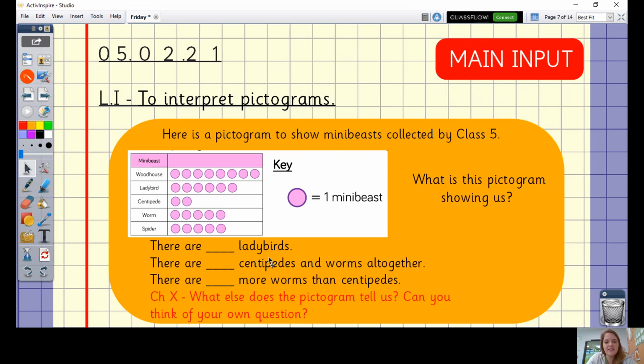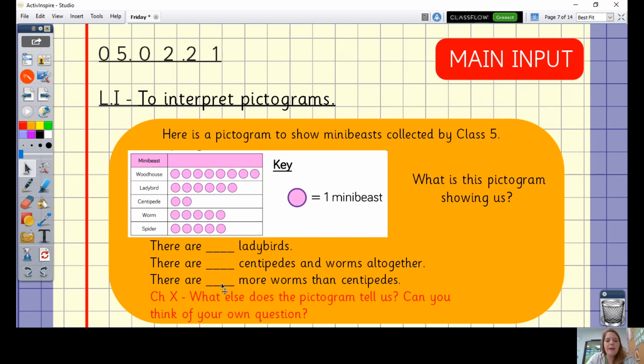Okay, so we've got 3 sentences here to show the number of mini beasts collected. So the first sentence is there are blank ladybirds. So using the key, you'll need to count the total of the ladybirds. There are blank centipedes and worms all together. So look really carefully there. It's asking you how many centipedes and worms.